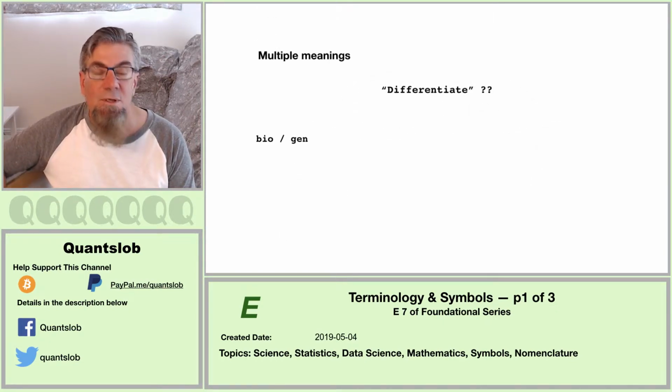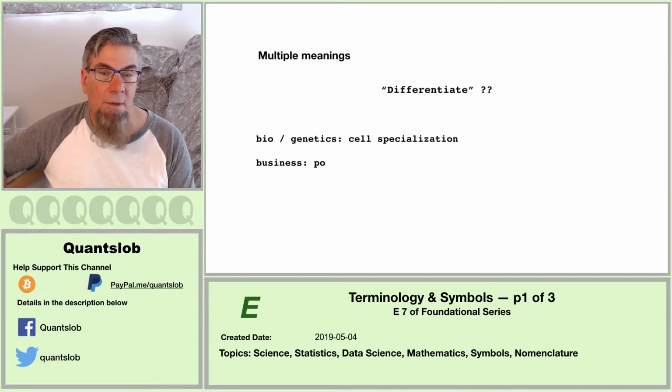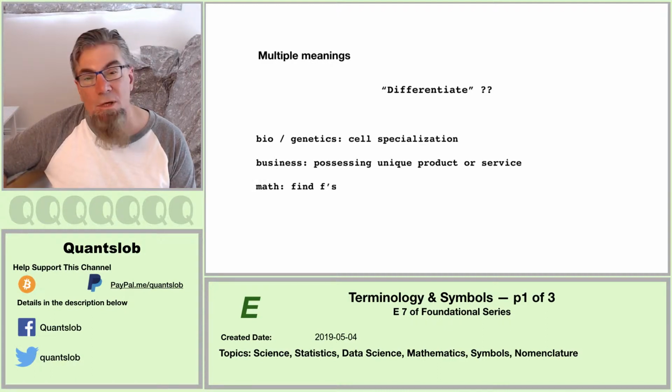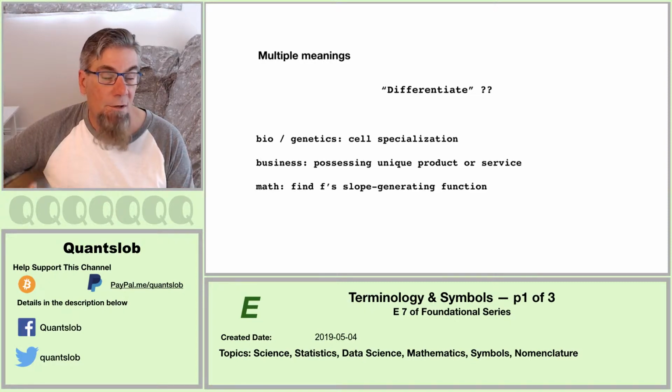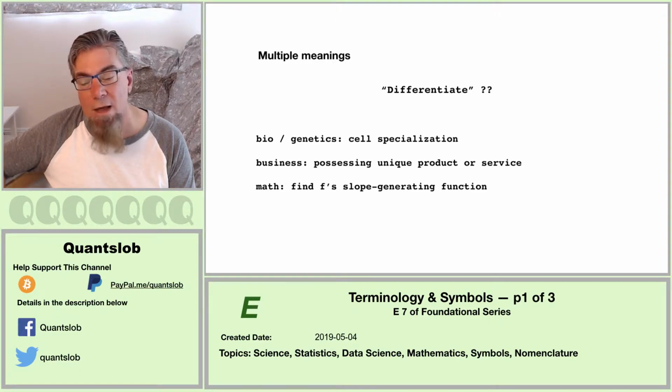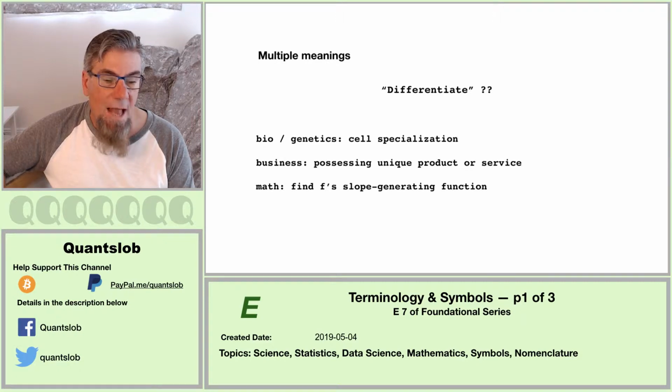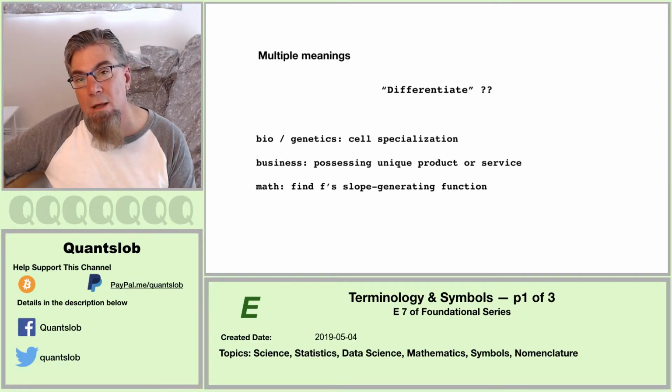Sometimes the same word in one field will mean something different in another. In genetics, for example, differentiate refers to a special type of cellular division and growth. In business, differentiate can mean to have a unique product or service or business model. In math and stats, the word differentiate can mean to find a function's slope generating function.